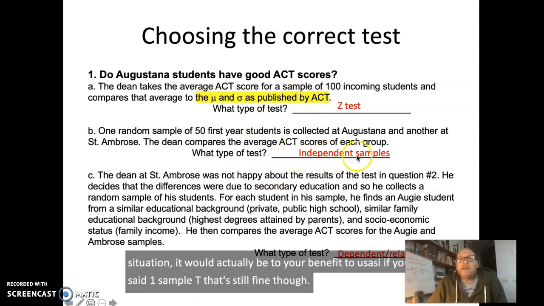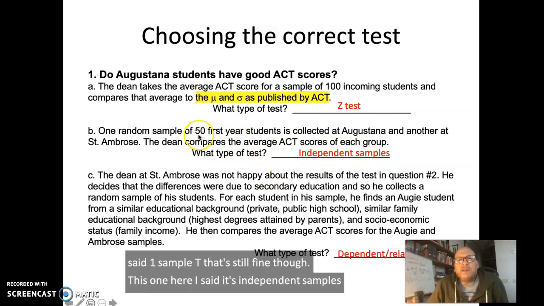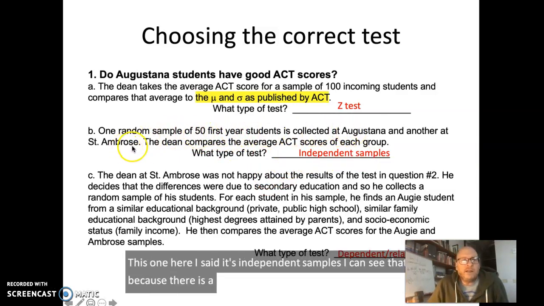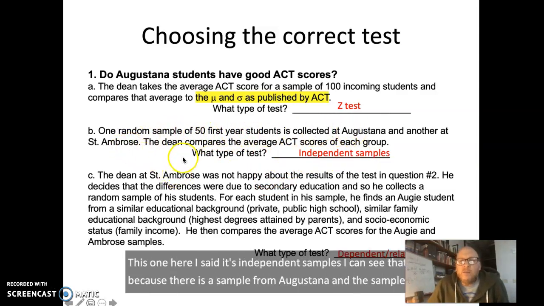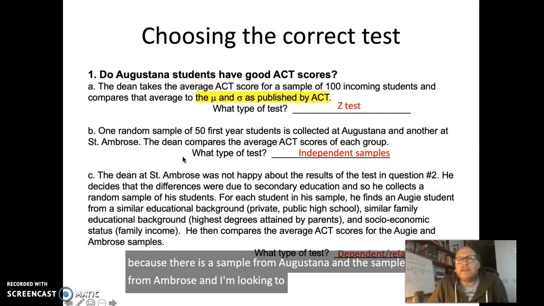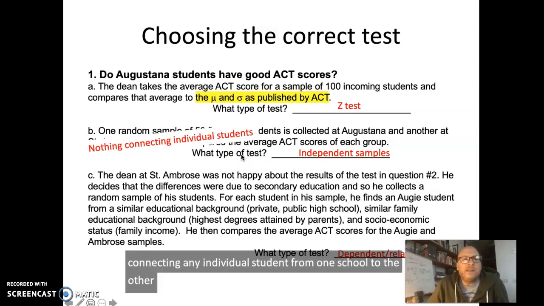This one here, I said it's independent samples. I can see that because there is a sample from Augustana and a sample from Ambrose, and I'm looking to see if there's anything connecting any individual student from one school to the other, and I don't see that at all, so I went with independent.